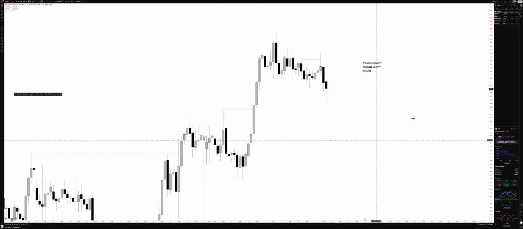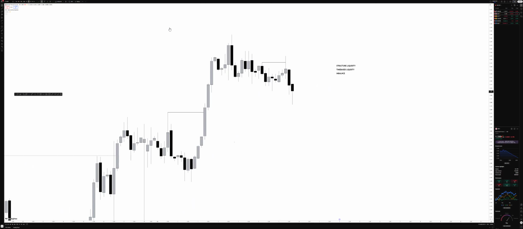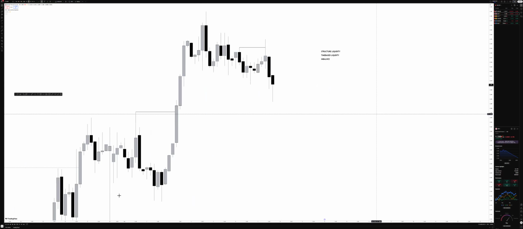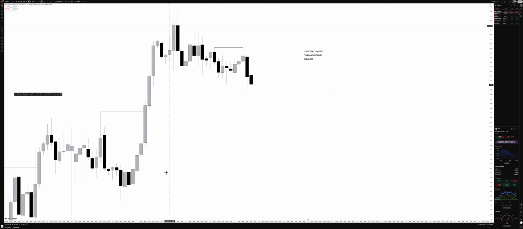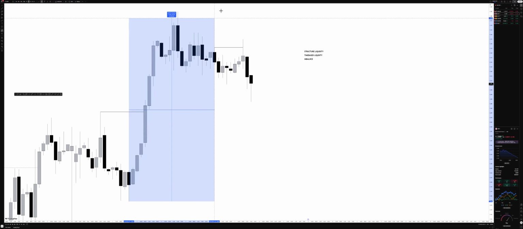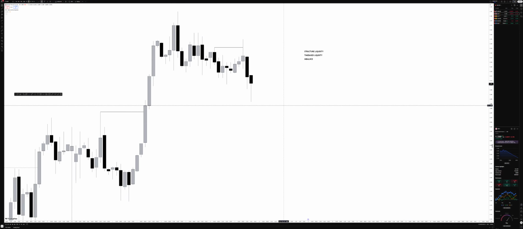So you could see here, after we had the break of internal structure, we were expecting a pullback, either for price to come and raid this low and continue selling, or a pullback to at least the 50% of the range before we continue buying. That's not the point of this video. The point of this video is understanding how to use the structure.